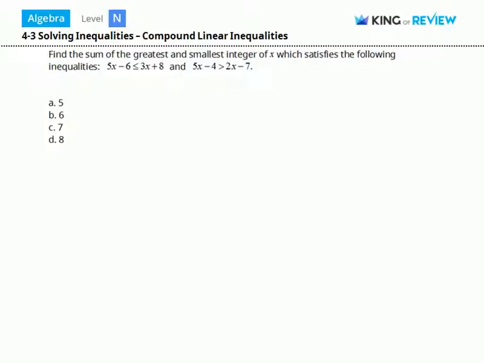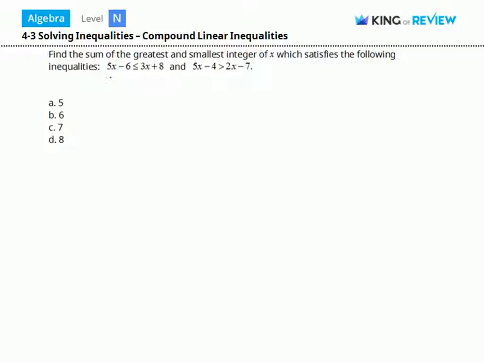Find the sum of the greatest and smallest integer of x which satisfies the following inequalities. 5x minus 6 is less than or equal to 3x plus 8, and 5x minus 4 is greater than 2x minus 7. We'll start by solving each inequality and finding the points where they intersect.